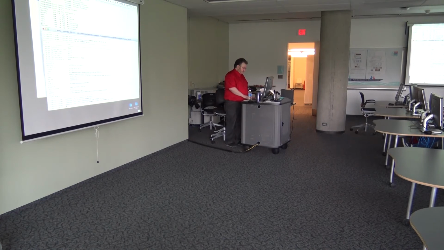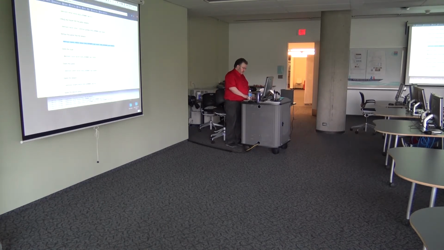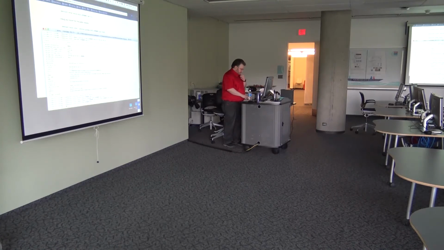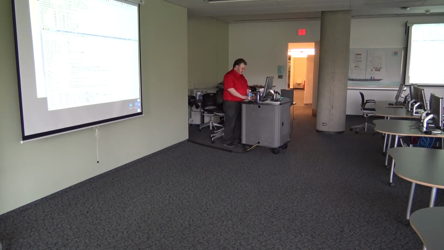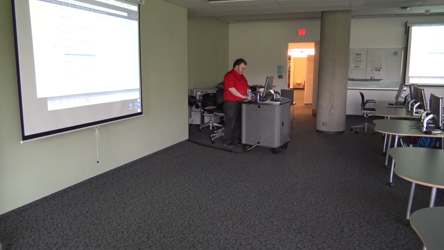Okay. And we're going to delete the router. Basically, we're just unmaking everything we made. And we're going to delete the subnet. And we're going to delete the network. And we're going to delete the security group. And finally, we're going to delete the key pair.